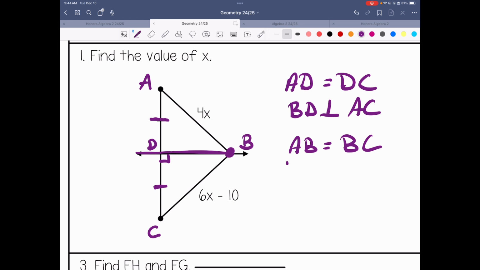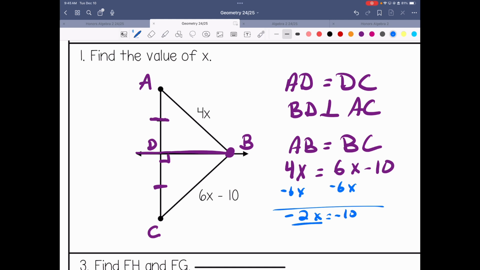We know the distance from A to B is 4x. We know the distance from B to C is 6x minus 10. So now we can find the value of x. Subtract 6x from both sides. That gives us negative 2x equals negative 10. Divide by negative 2. We get x is equal to 5. And if that's what they ask you for, that's what they ask you for. If you're asked what's the distance from A to B, what does AB equal? Well, it's just 4 times 5, which is 20.